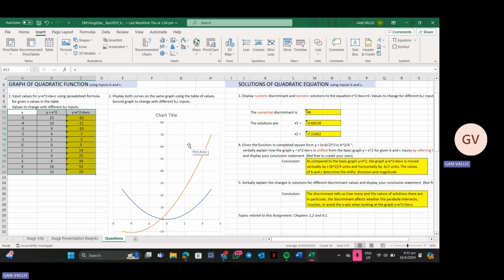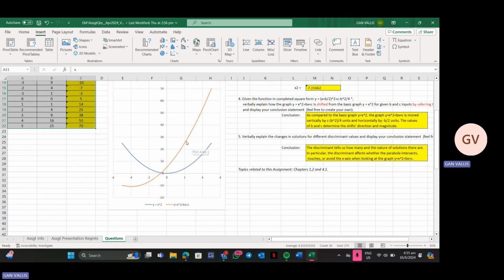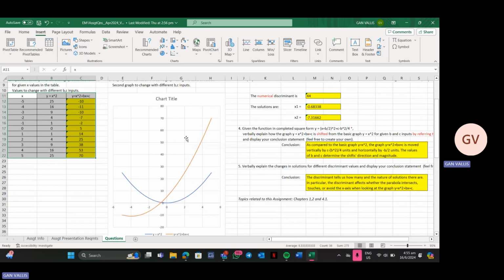While y equals x squared plus bx plus c can be shifted either vertically or horizontally. For a horizontal shift, the graph shifts left when b is positive and right when b is negative. The amount of shift depends on the magnitude of b. For a vertical shift, the graph shifts upwards when c is positive and down when c is negative. Similarly, the amount of shift is dependent on the magnitude.